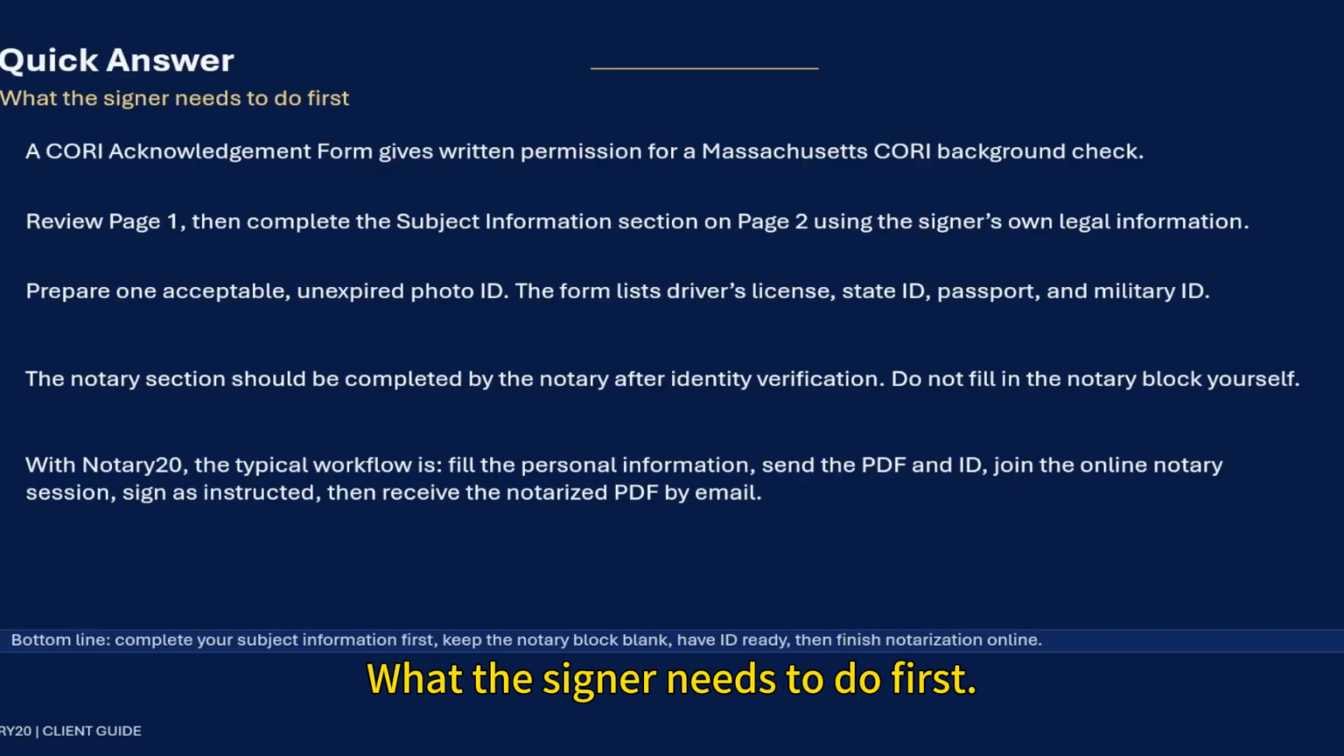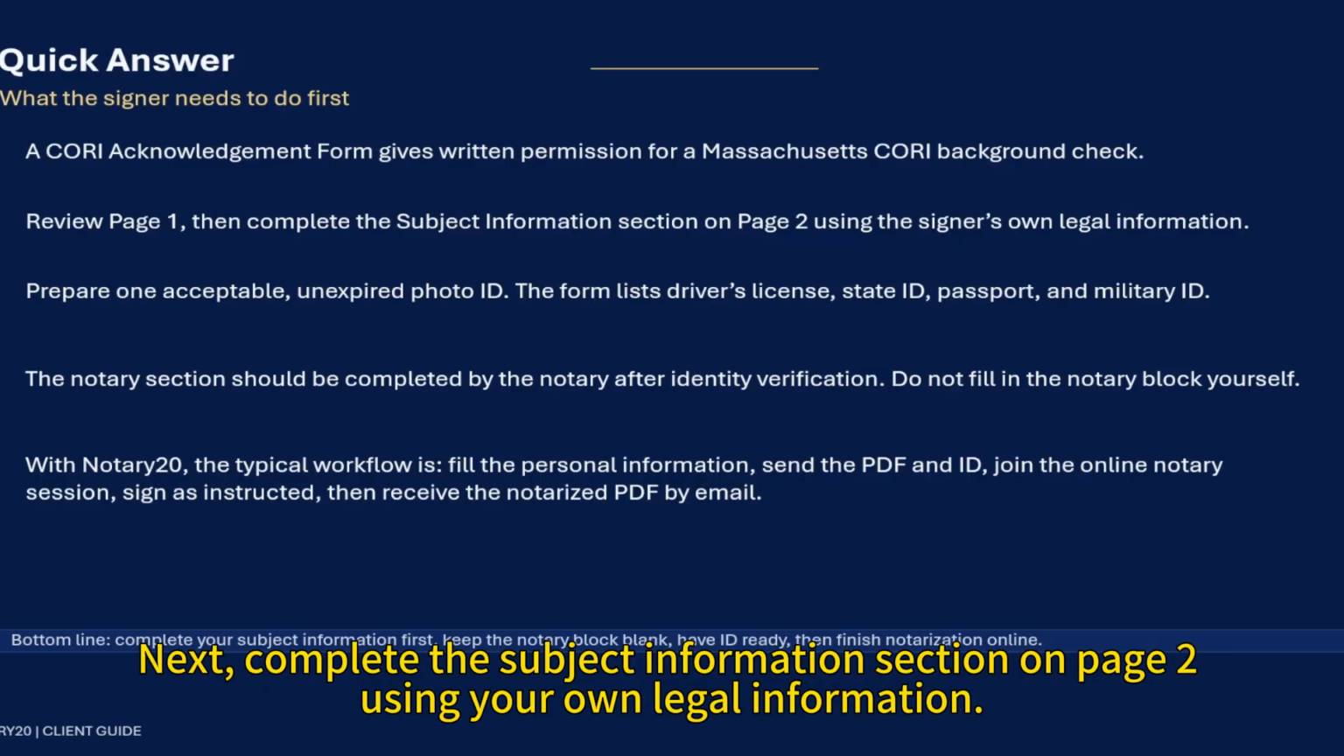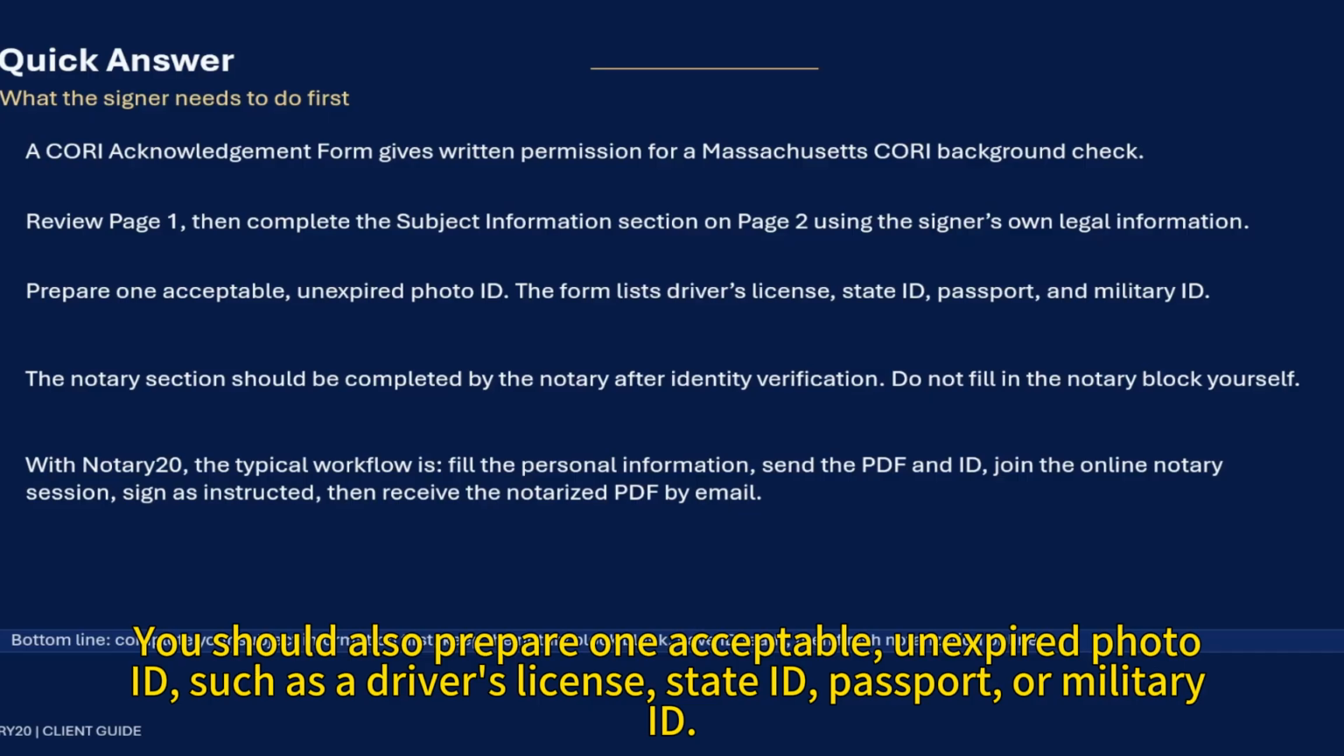What the signer needs to do first. Here is the simple answer. First, review page 1 of the CORI form. This page explains who is requesting the background check and who is authorized to submit it. Next, complete the subject information section on page 2 using your own legal information. You should also prepare one acceptable, unexpired photo ID, such as a driver's license, state ID, passport, or military ID.